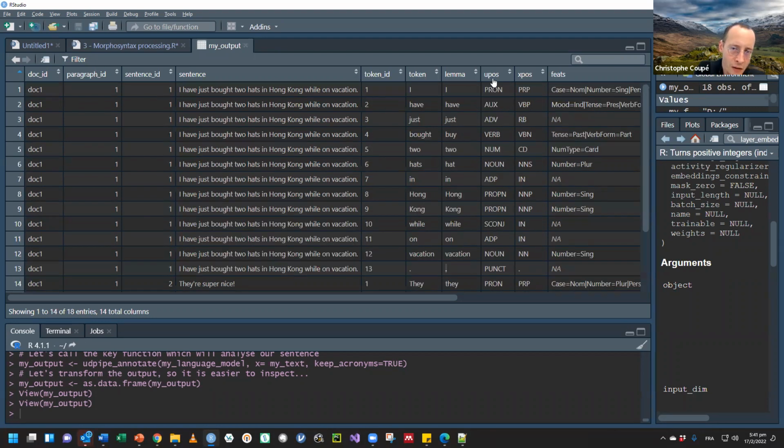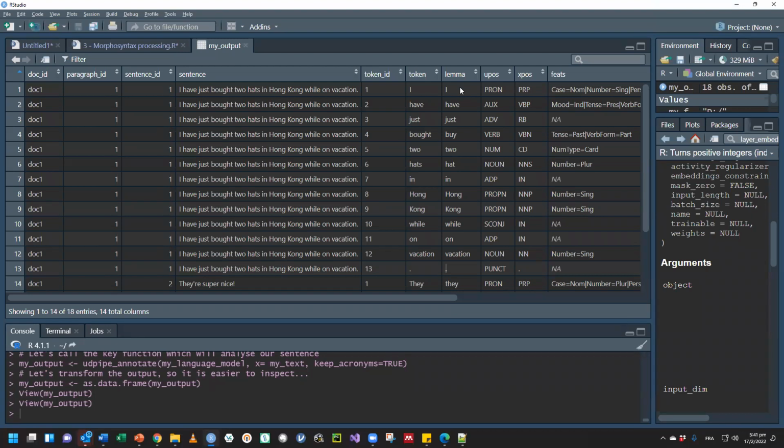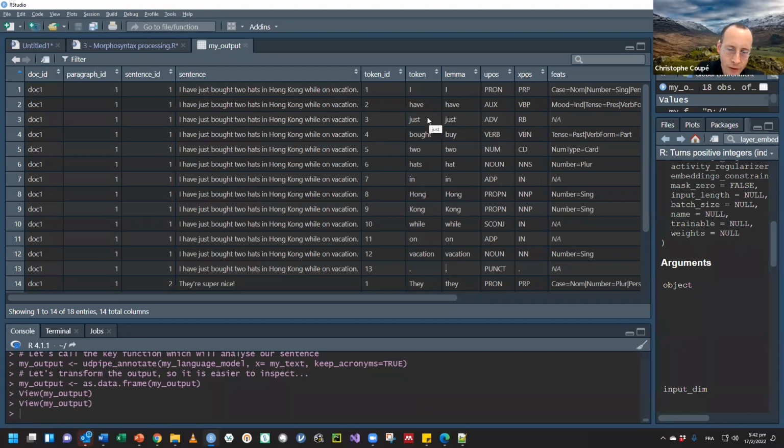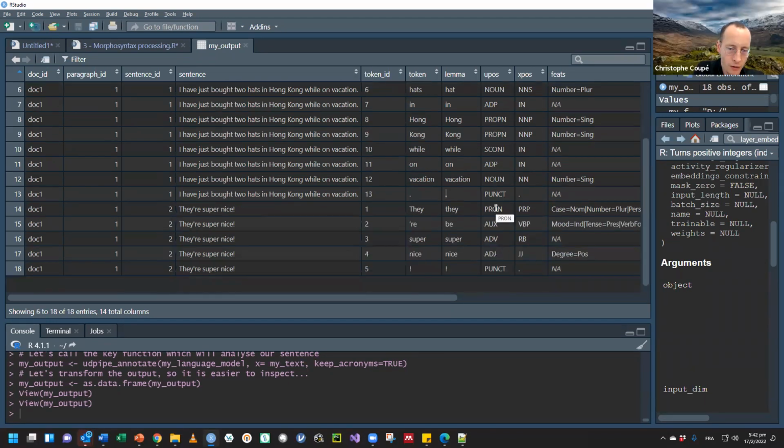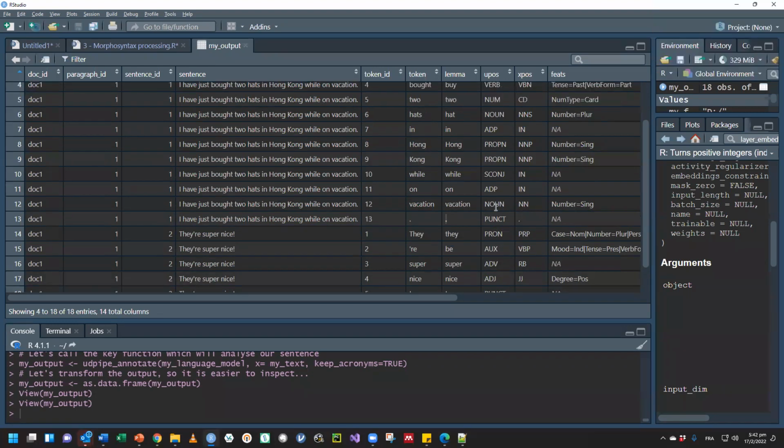And then you can see they call it UPOS, and then they have XPOS. They have two different systems. That's the grammatical category. That's part of speech tagging. I is a pronoun. Have is an auxiliary. Just is an adverb. Two is a numeral. Hong Kong, that's a proper name, etc., etc. So it has extracted the grammatical categories automatically.